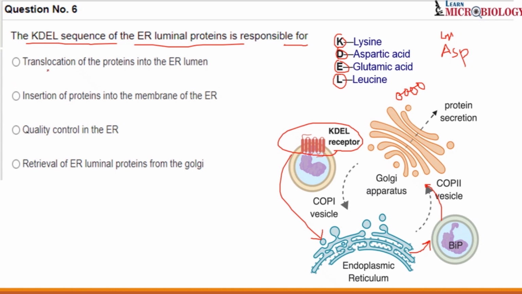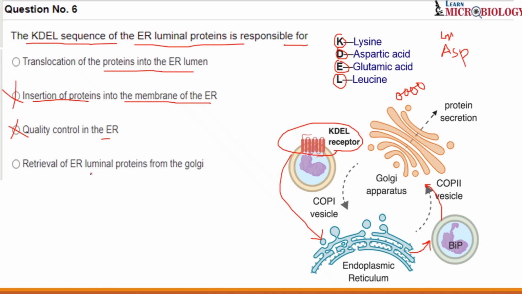Option 1, translocation of the proteins into the ER lumen. Okay, translocation into the ER lumen, it can be the answer, but let's just go to the next options. Insertion of protein into the membrane of ER. No, there is no ER membrane involved because this protein has to be in the lumen. So this is definitely not the right answer. Quality control in ER? No. We don't know of any quality control here because we have some other protein for that.